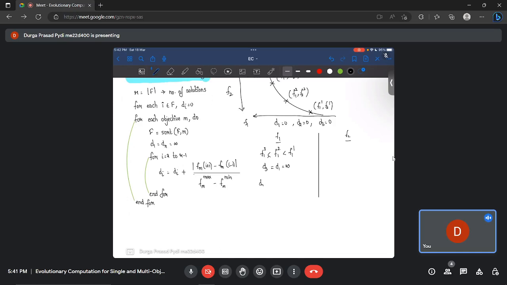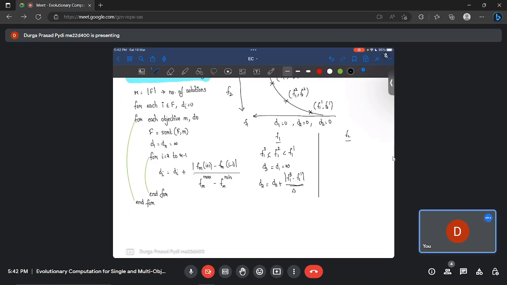How you calculate d2 is essentially d2 plus the objective function values of the other 2 solutions, the remaining neighboring solutions. For the second one, the neighboring solutions are 3 and 1. So you take the difference between 3 and 1, divided by the entire range of that particular objective function. I'm just denoting delta here to say what is the range of that objective function.